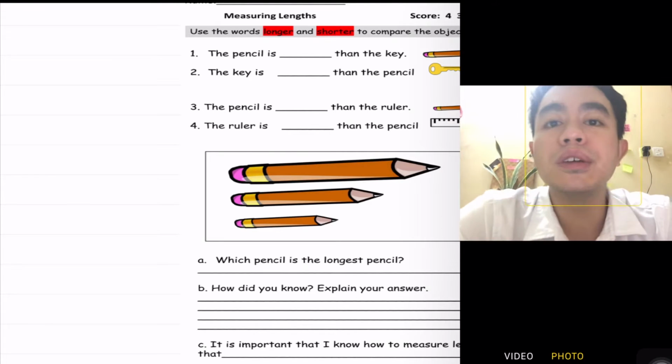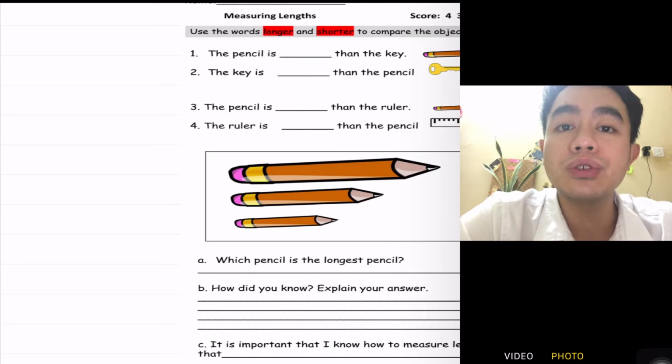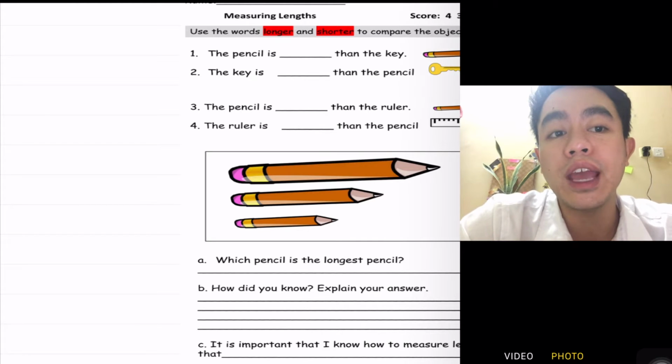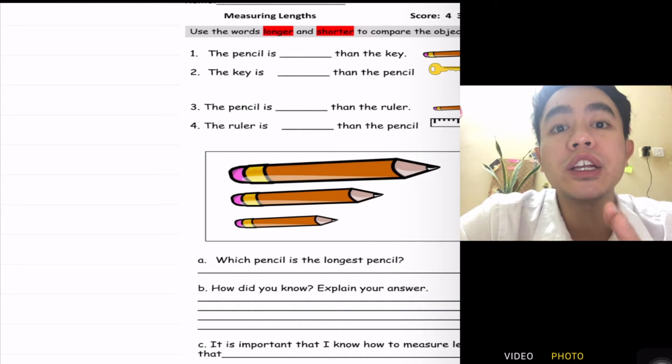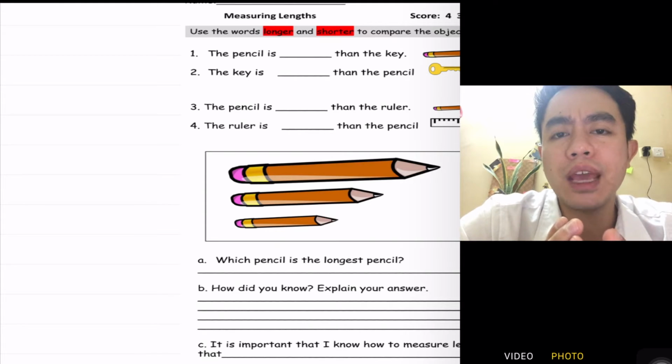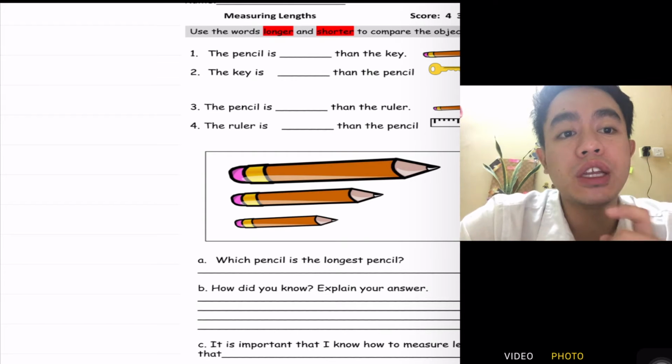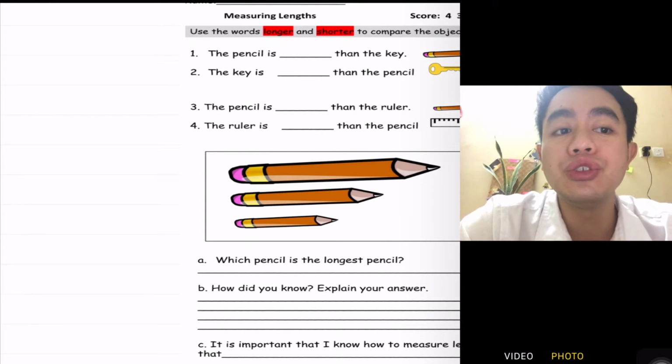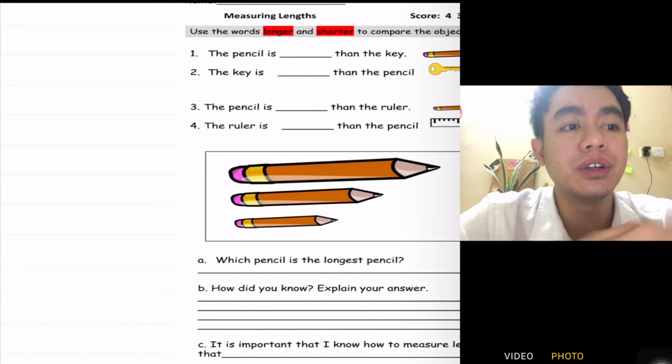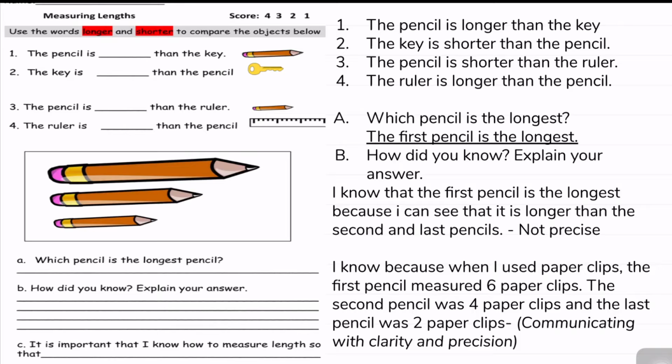Now this was the worksheet that I have given you, so we're going to answer it all over again. Some of you were able to perfect this, but I want to give you a clearer answer next time so that you'll be able to answer with clarity and precision, especially on the question, how did you know? Explain your answer. Okay, so let me show it to you here.